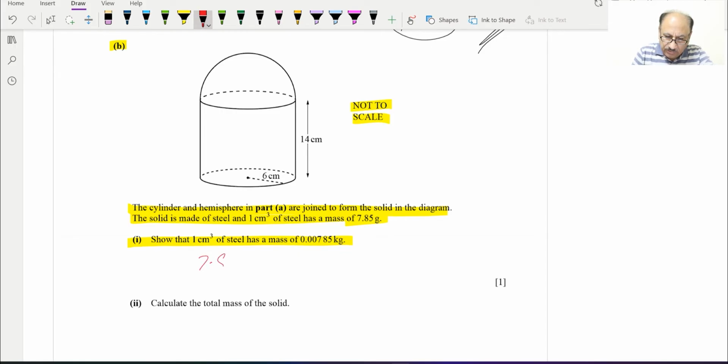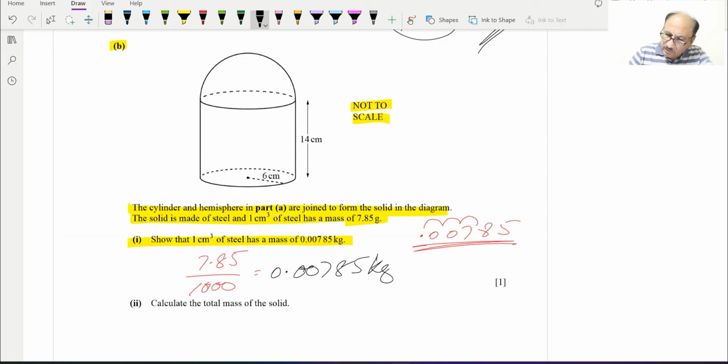So 7.85 grams. To convert into kilograms, we divide by 1000. We have to move 3 places to the left: 1, 2 and 3, and the decimal will be here, and zeros we can add. Hopefully you understood this. So we can write the answer as 0.00785, and this will be in kgs. This is for your explanation, so I'm erasing this one. This is only a 1-mark question which we have done.